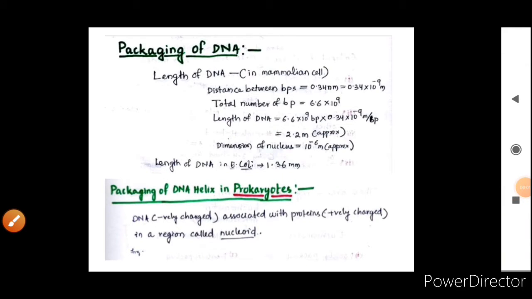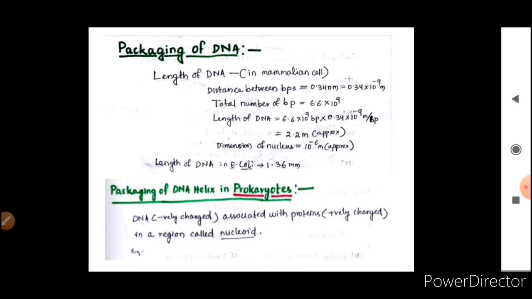So now we'll start with the packaging of DNA. Now we know that the length of DNA in a mammalian cell is determined by the distance between the base pairs, that is 0.34 nanometer, so it is 0.34 into 10 raised to power minus 9. Now the total number of base pairs is 6.6 into 10 raised to power 9. The length of the DNA can be calculated by multiplying the total number of base pairs with the distance between the base pairs, and it comes to be 2.2 meter approximately.